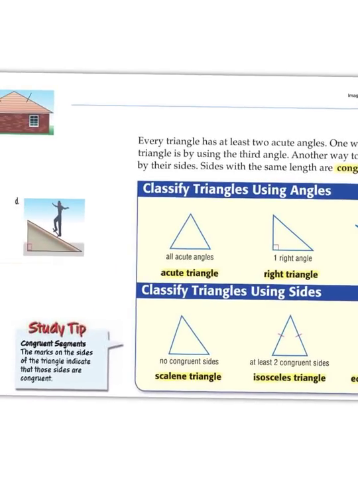Something to note here is this study tip. Congruent segments: the marks on the sides of the triangle indicate that they are congruent. So like on this isosceles, they have two lines here, which means those two sides are the same.